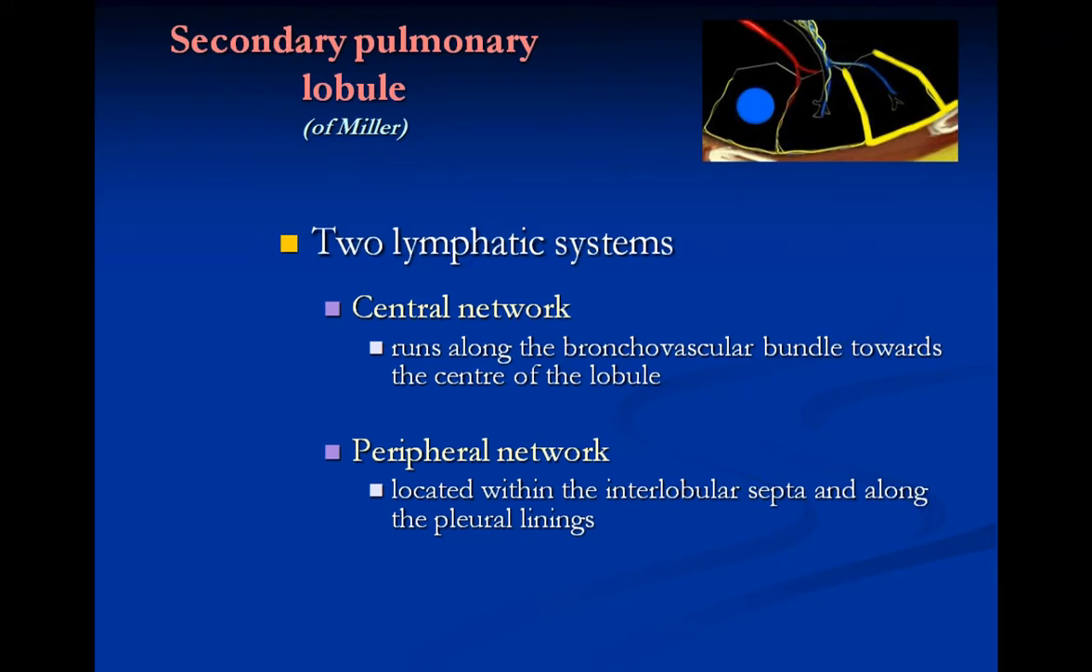The central lymphatics run along the bronchi and vessels, that is along the bronchovascular bundle, towards the center of the lobule. This is the central lymphatic network. The peripheral lymphatic network is located within the interlobular septa, the septa between the two lobules. Lymphatics present within the interlobular septa and along the pleural linings are called the perilymphatic area, or peripheral network of lymphatics.